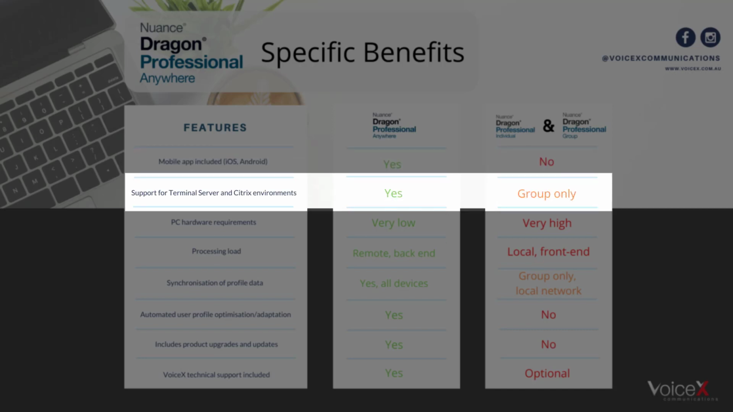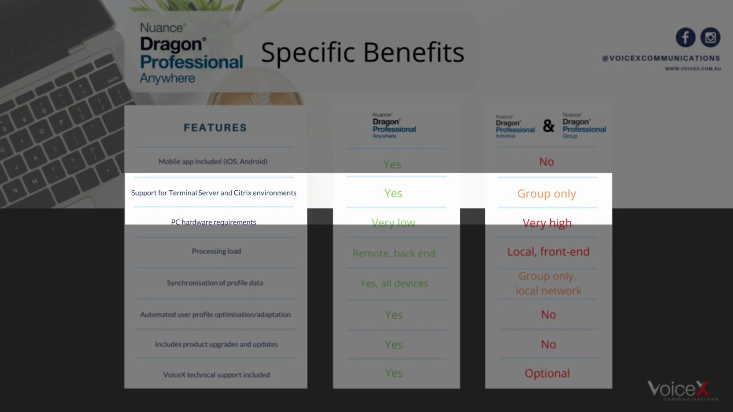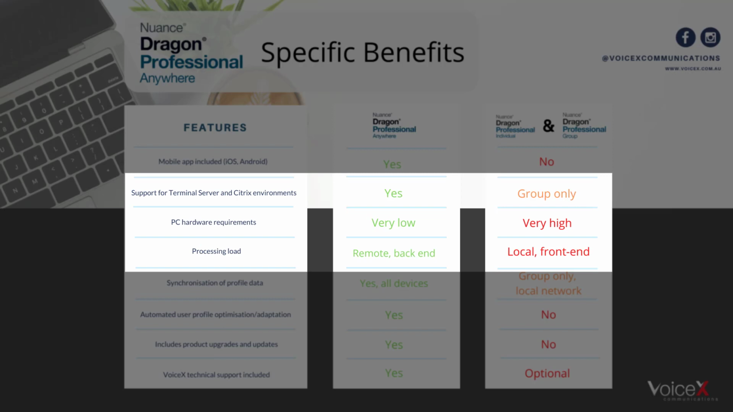Dragon Professional Anywhere supports operation in remote desktop and Citrix environments. ProGroup also supports this, but in most cases it isn't practical due to the user impact this would have on the servers. This ties in closely with the next points relating to system requirements and processing load. Since Dragon Professional Anywhere is cloud-based, the local machine does very little work, so powerful hardware isn't required. This makes Pro Anywhere particularly well suited to virtual environments like Citrix and Remote Desktop, but also Mac users running Windows virtually using software like Parallels.